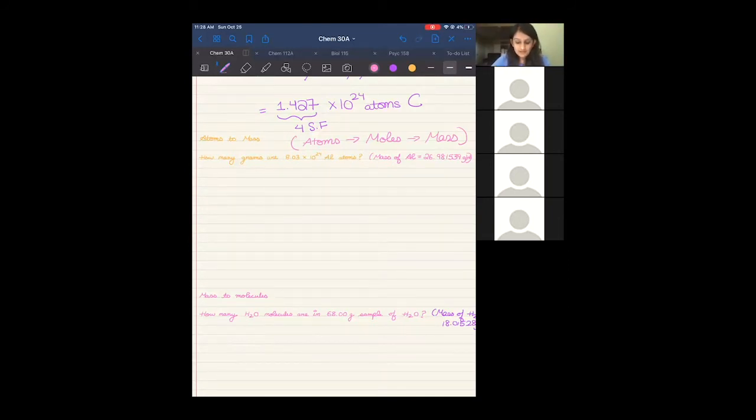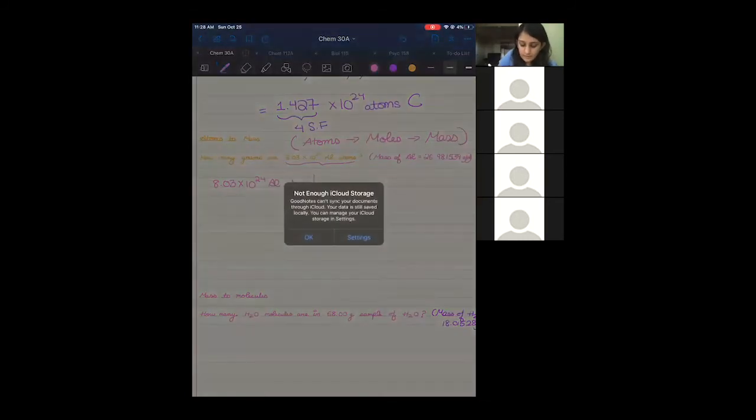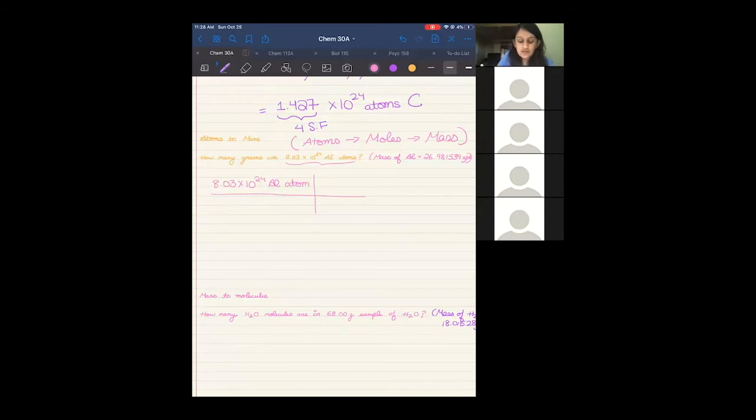Okay, so like I said, this is the opposite, right? So now the question is, how many grams are in 8.03 multiplied by 10 to the 24 aluminum atoms? We're always going to put this information first when we're getting started, okay? So let's put this information here. And then we have aluminum's atoms, right? So first, we have to get rid of the atoms.